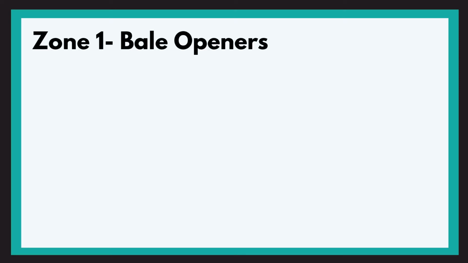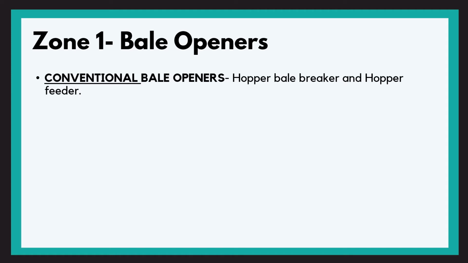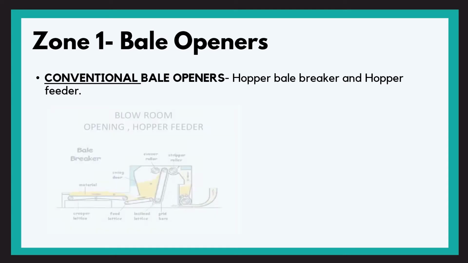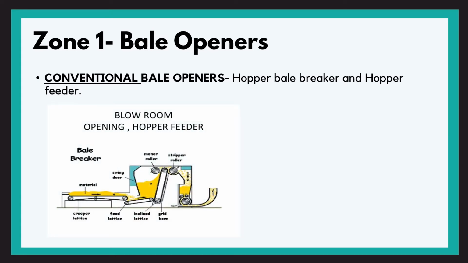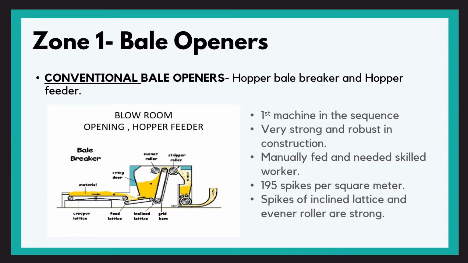Conventional bale openers, machines that aren't prevalent today. Hopper bale breaker and hopper bale feeder. You can see the cross section of the machine. Now this machine is the first machine in the sequence of the blowroom line. It is very strong and robust in construction. It is manually fed and needs a skilled worker. These machines have 195 spikes per square meter, and the spikes of inclined lattice and even a roller are very strong.